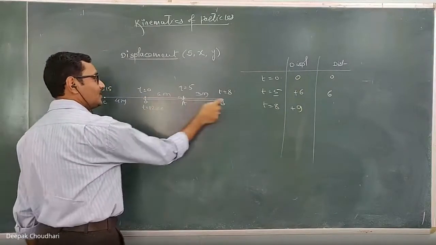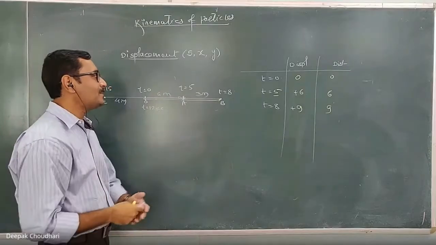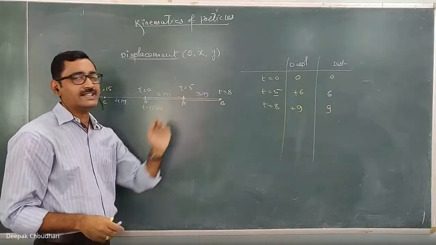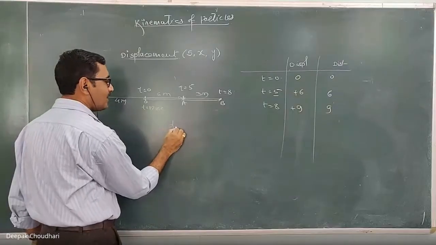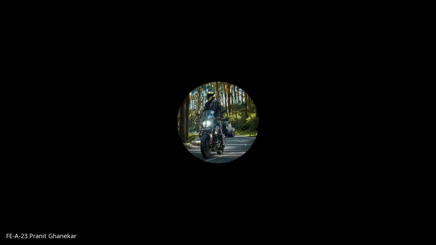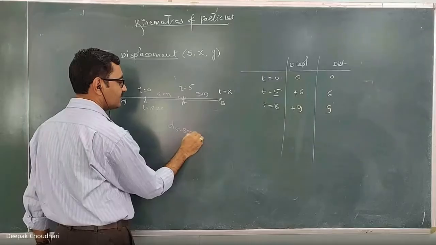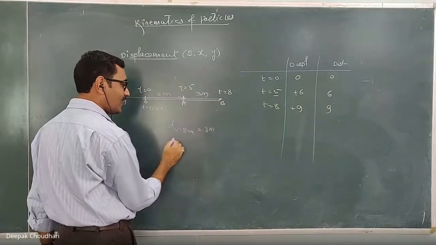In 8 means 0 to 8. Yes, so that is also 9 meter. If I ask you how much is the distance traveled by the particle from 5 to 8 seconds? It is equal to 3 meter. How have you calculated this?